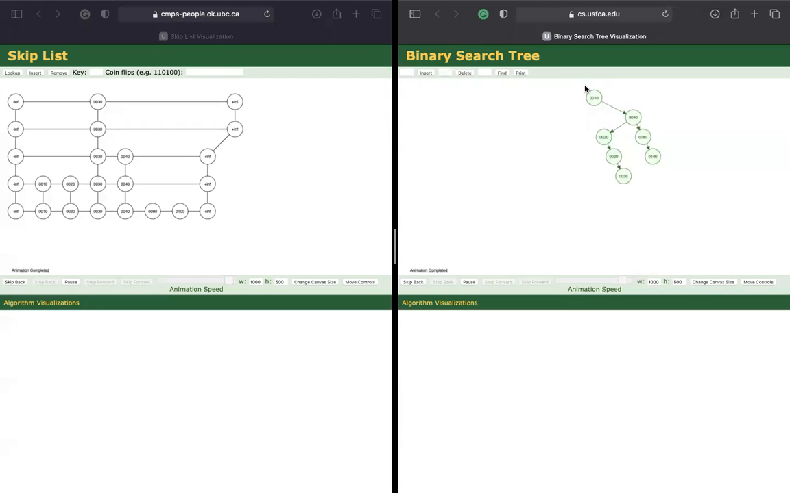So this one was, we looked at the 10, and since 5 is less than 10, we went to the left, and then we saw that the 5 was there, and it removed the 5 from the tree.